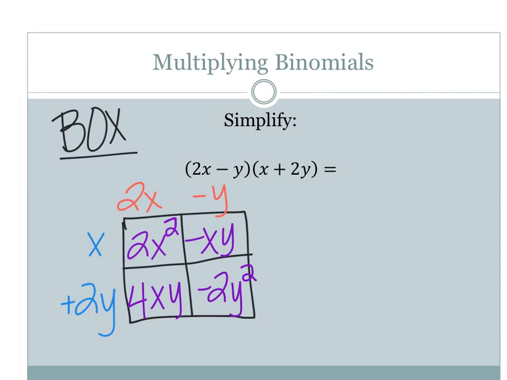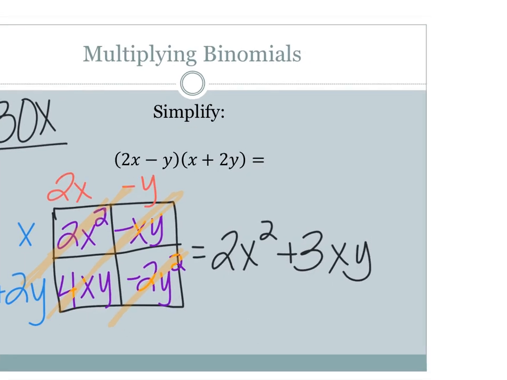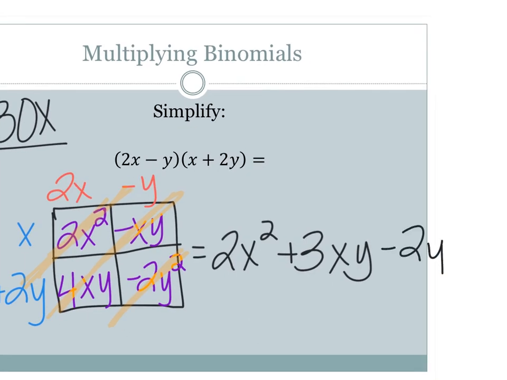So we diagonally add, okay? So 2x squared plus 3xy minus 2y squared.